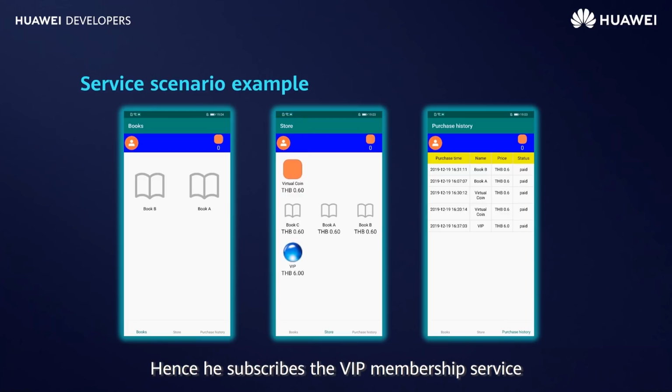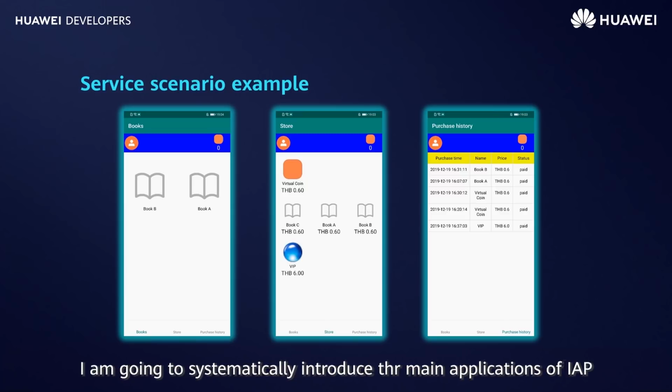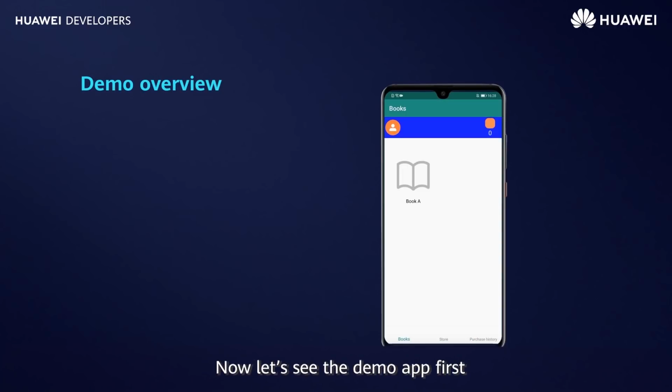Through this simple scenario design, we have connected the payment process of consumables, non-consumables, and subscriptions together with product display and transaction history query. I'm going to systematically introduce the main applications of IAP. Now, let's see the demo app first. Open the app and we can see a navigation bar at the bottom of the window. There are three fragments: Books, Store, and Purchase History. At the top of the window, we can see the user headshot on the left, and the virtual currency icon and quantity on the right. After the app is started, the Books fragment is opened by default.